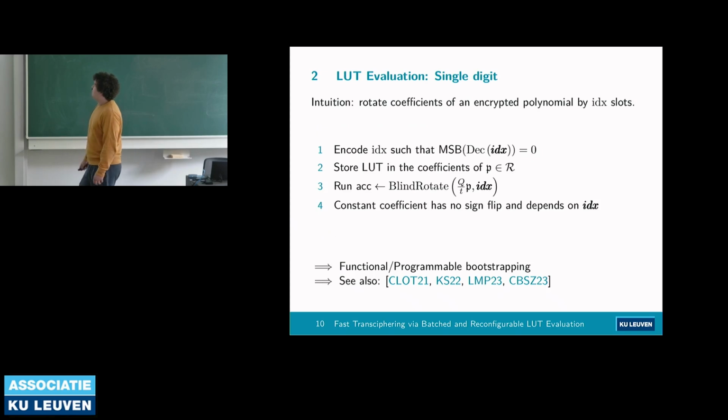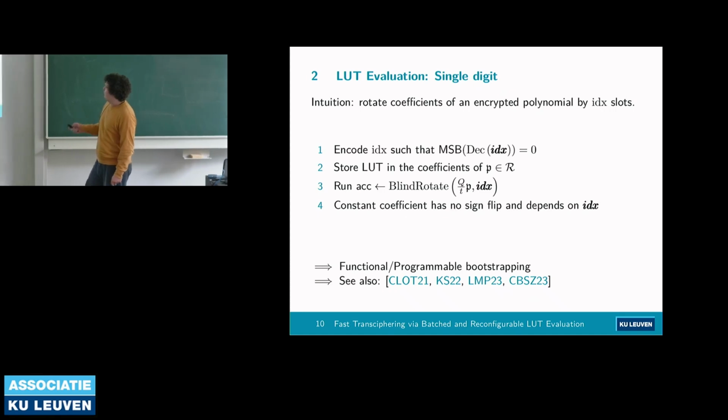So the easiest case is if we have a single digit that's relatively small. And the intuition behind it is going to be that using the blind rotation procedure, we'll just rotate the coefficients of a polynomial, and the polynomial is going to encode the values of the lookup table. So for example, the constant coefficient would correspond to the lookup table value for an input 0, and well, continuing with that, then slot 1 is going to correspond to the lookup table value for an input of 1, etc. And this is also outlined here with the actual steps.